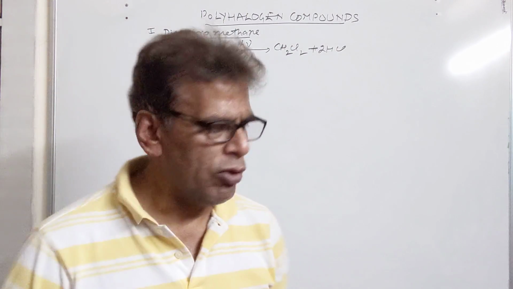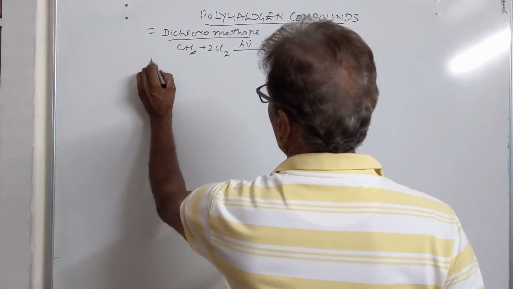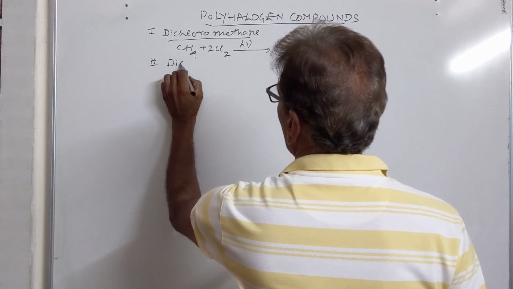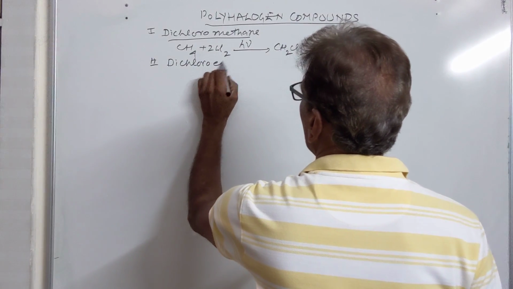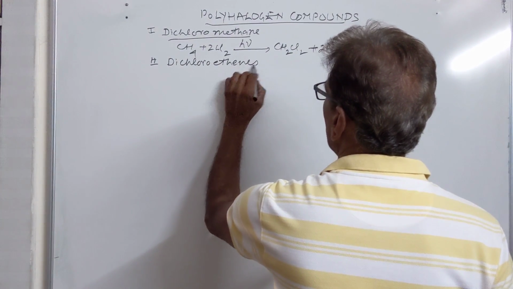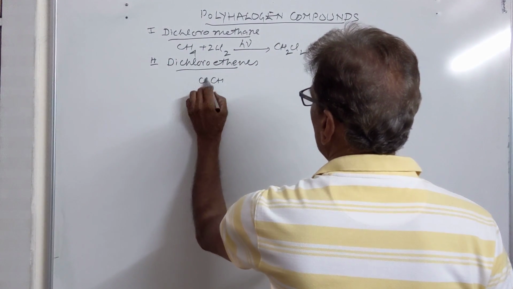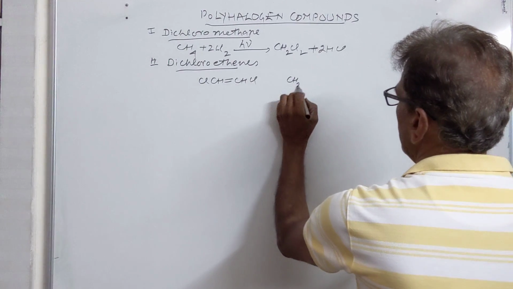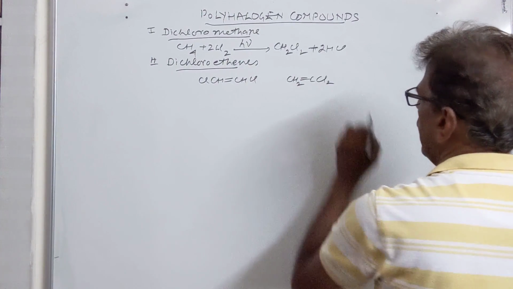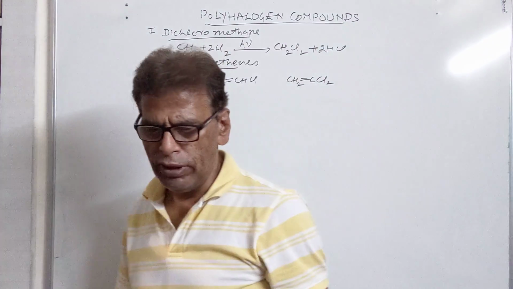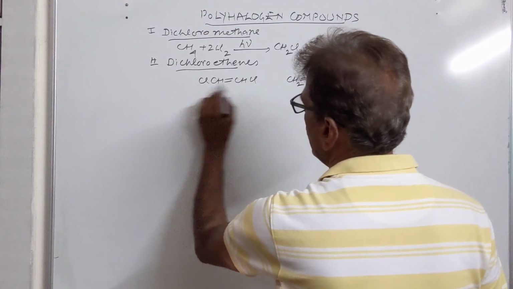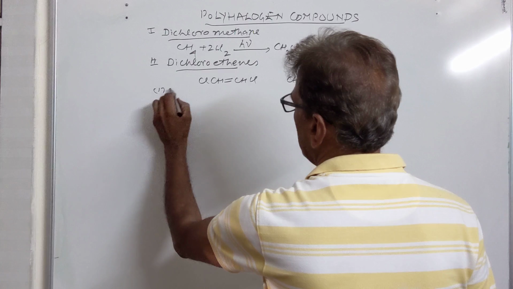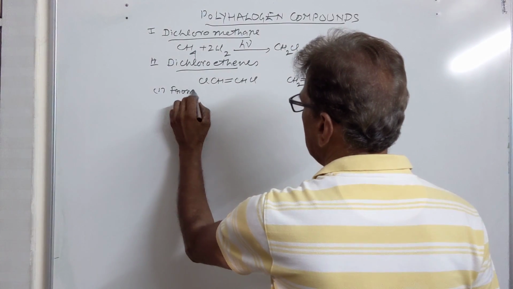Then we have dichloroethanes, the second series of compounds. These are 1,2-dichloroethane, and we have 1,1-dichloroethane. So how are they prepared? The first compound, 1,2-dichloroethane, is prepared from acetylene.